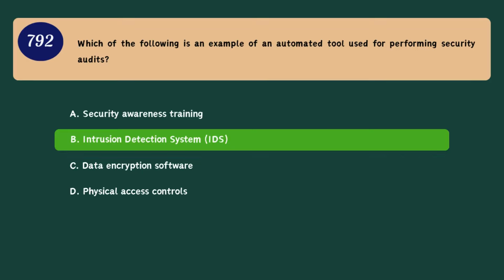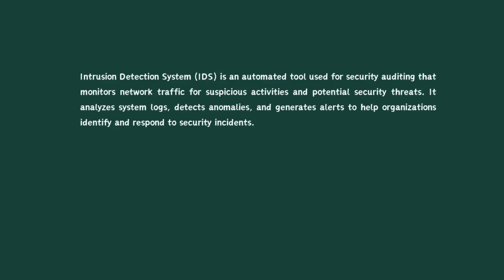Correct answer, B. Intrusion detection system. Intrusion detection system is an automated tool used for security auditing that monitors network traffic for suspicious activities and potential security threats. It analyzes system logs, detects anomalies, and generates alerts to help organizations identify and respond to security incidents.